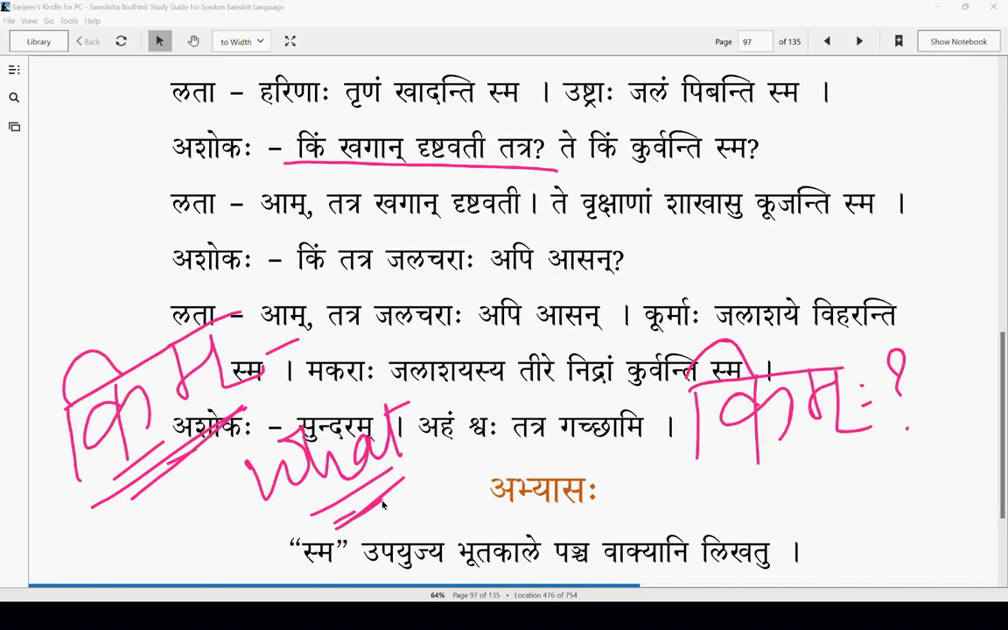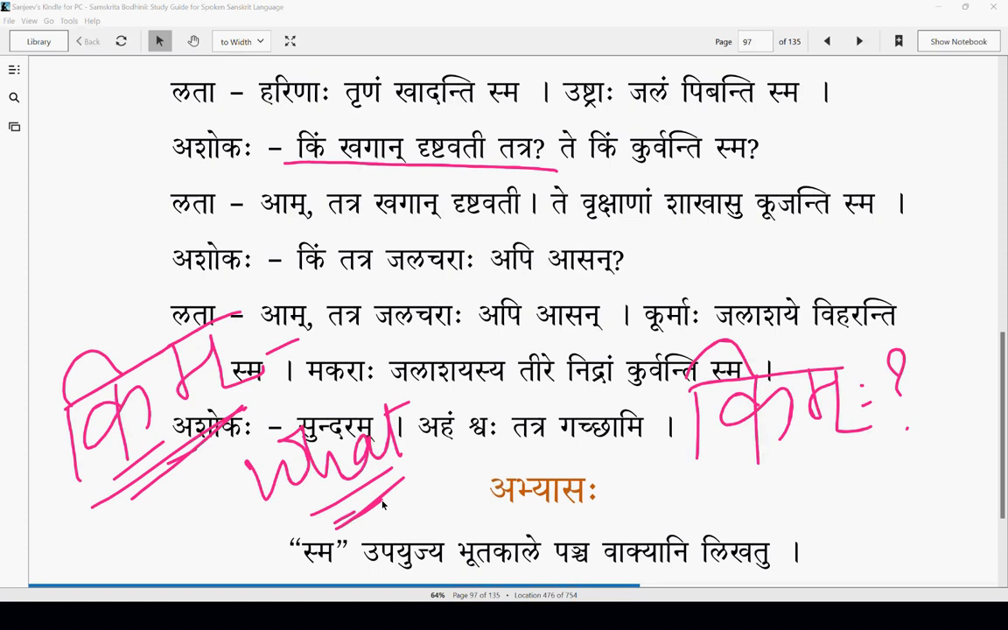What is the pullinga form of kim? Kaha, kau, ke. Ke balakaha means which balakas. Kah balakaha, kah devaha, and then strilinga becomes ka. Ka balika, ka devi, ka nadi. Tatra ka nadi asti? Which nadi is there?